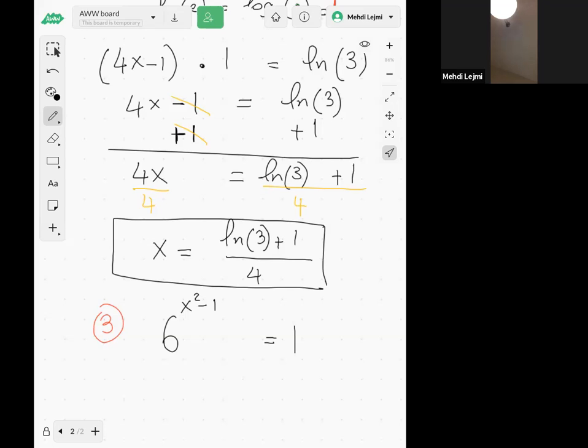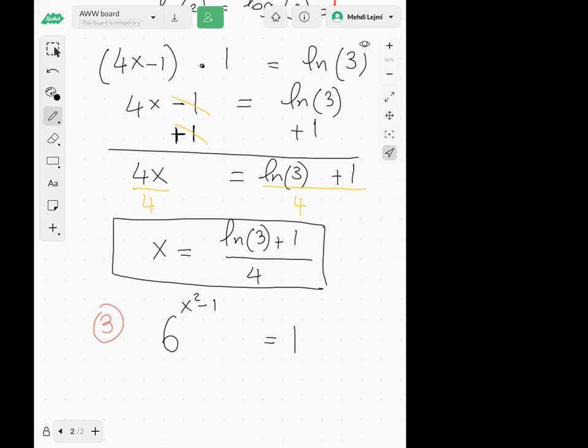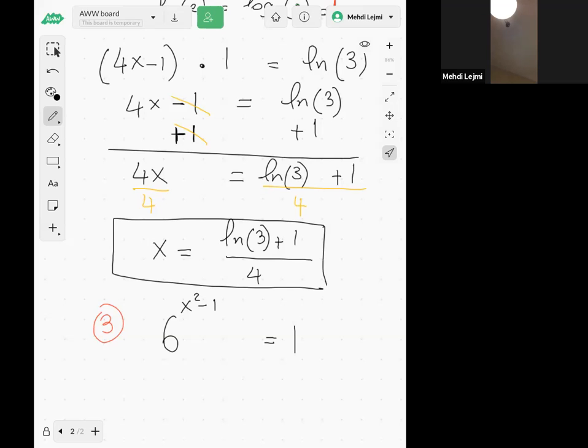Here it looks like we have different bases, but it's not, because on the left side, of course, the base is 6. But 1 is kind of special, because you can write 1 as 6 to the power 0. That's the thing about 1. It's very special in this sense. So you can write 1 as 6 to the power 0, and now, as you can see, we have the same base.